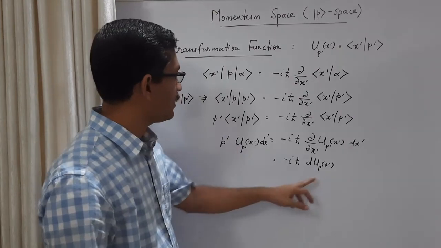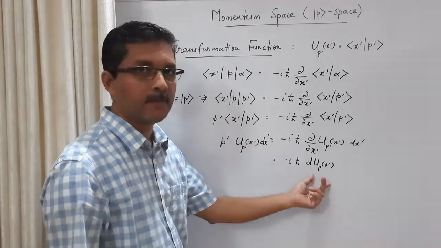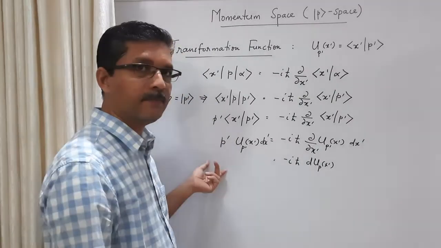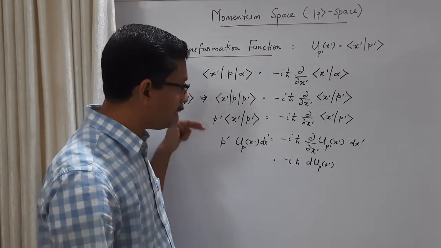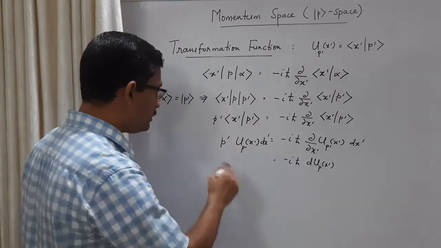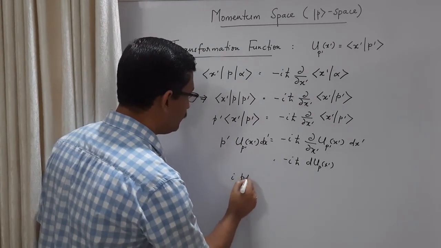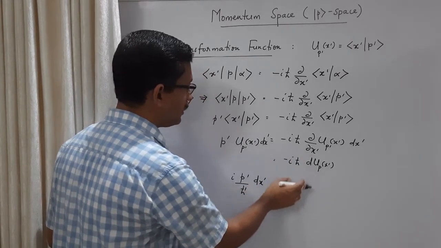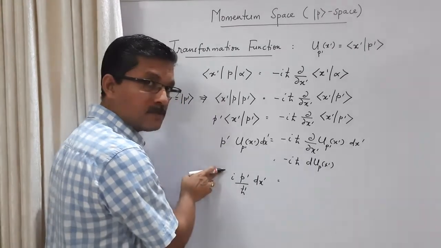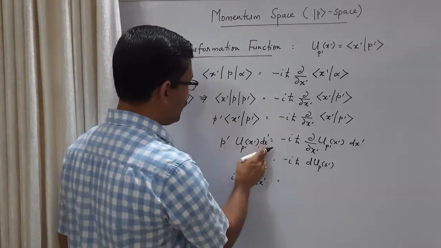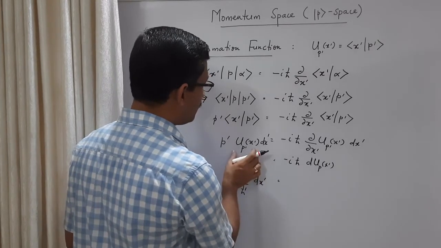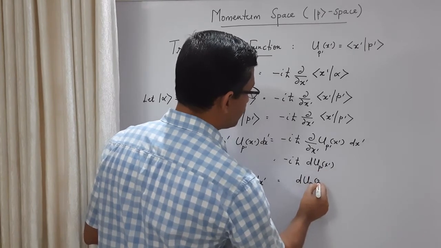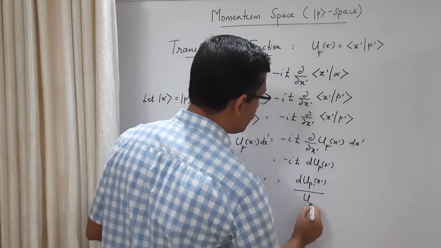Let us take this term u p prime x prime to the right side, so it ends up in the denominator, and take this minus i h cross to the left side, so that it ends up in the denominator here. Minus i, if I take to the numerator, becomes plus i. So with these changes, what you get is i p prime by h cross dx prime, equal to du p prime x prime divided by u p prime x prime.